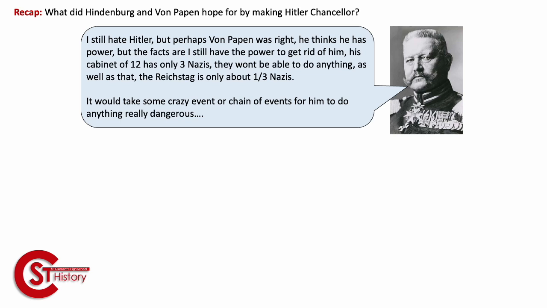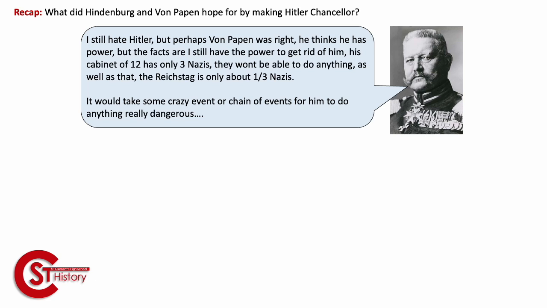So just due to the sheer fact of the Weimar Constitution and democracy, the president really does have to make him Chancellor. And that's what we saw happen on the 30th of January, 1933. He's only got a few ministers, remember, which again means they should be able to control him. And Hindenburg says it's going to take some crazy chain of events for Hitler to do anything really dangerous.